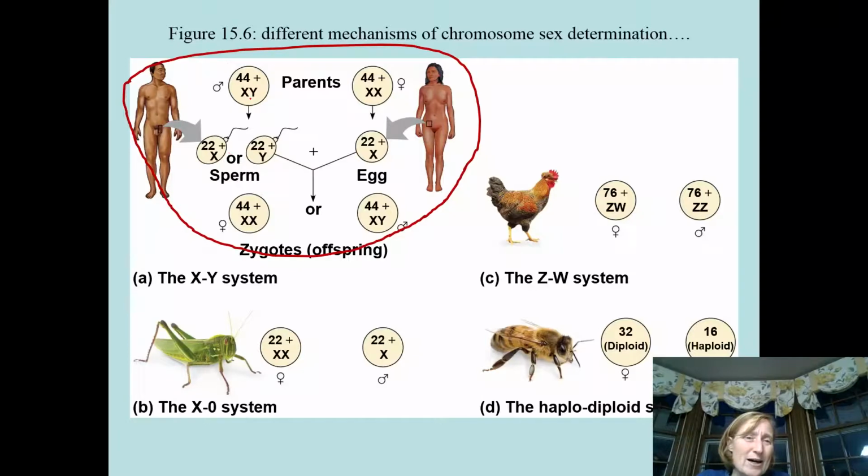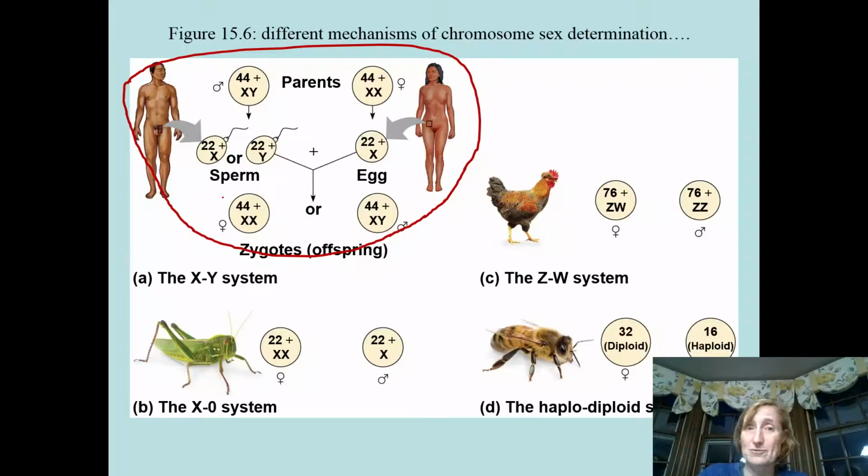We are what we call the XY system. Females have 2 X chromosomes, biological males have an X and a Y. They donate either an X or a Y in their sperm. Females donate an X, and together then we can get either males or we can get females, right?